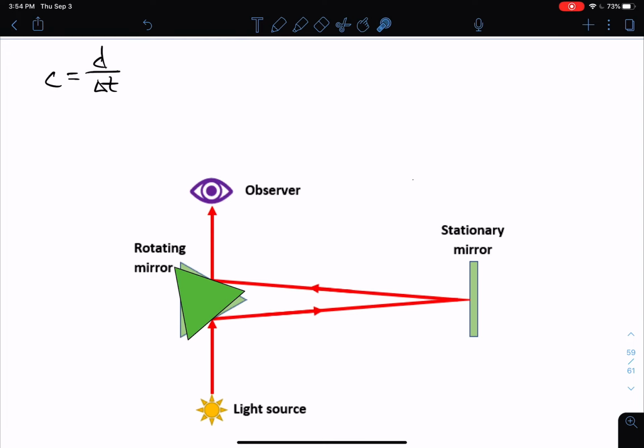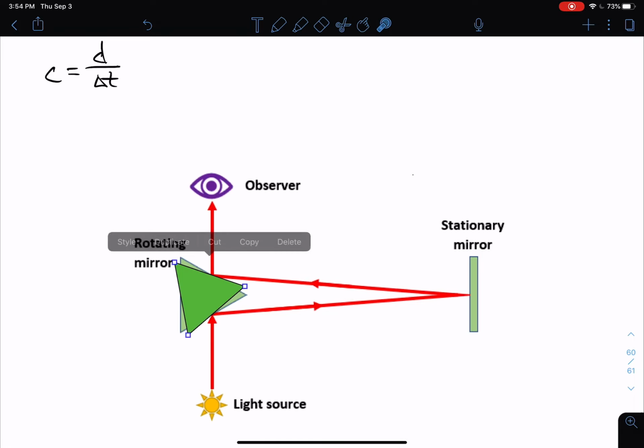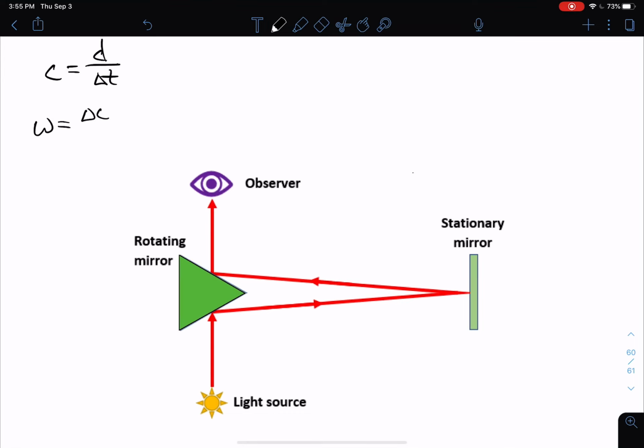So only at certain speeds, only when the mirror has rotated, say, this much, to where it's rotated that much, will the observer see light. So you have to have just the right rotation rate in order for the detector to see anything. Okay, so what is that rotation rate? Well, first off, let's start with how to calculate rotation. That's omega equals delta theta over delta t.